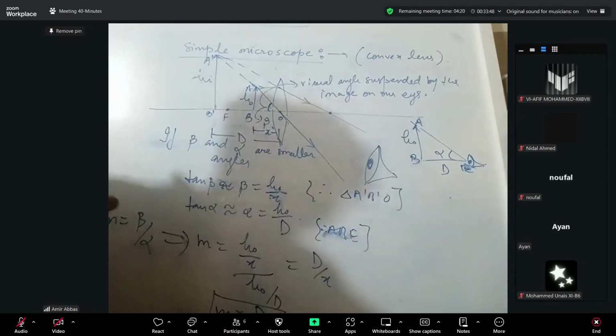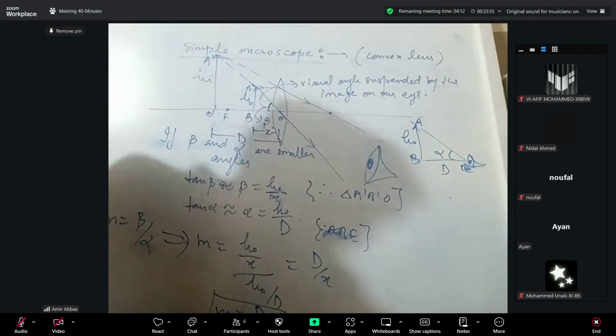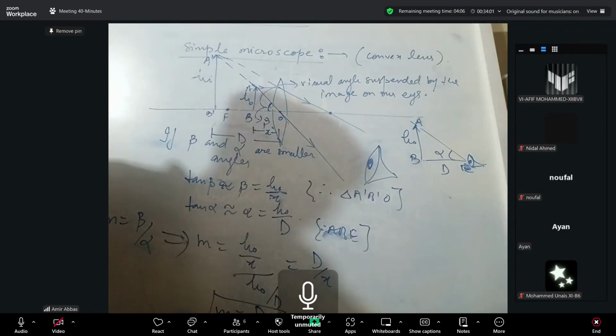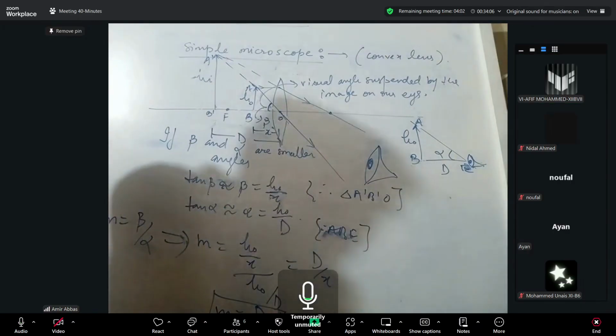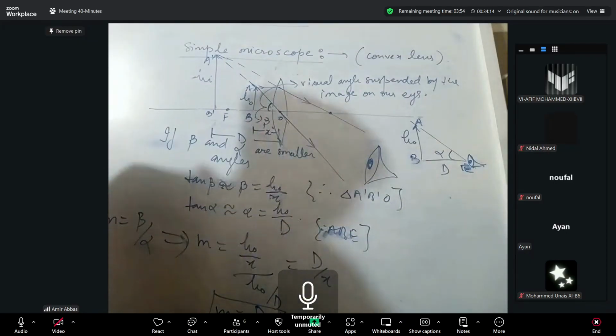The other case comes when the image forms at infinity, which is called the normal eye or relaxed eye condition. Then what do we take the image distance to be? The image distance V equals infinity in that case.